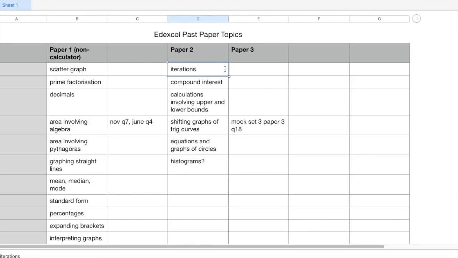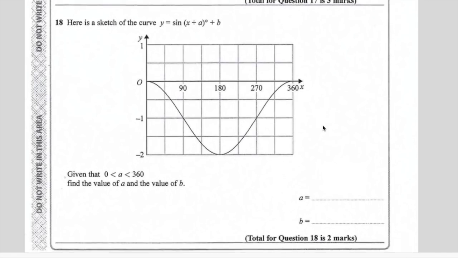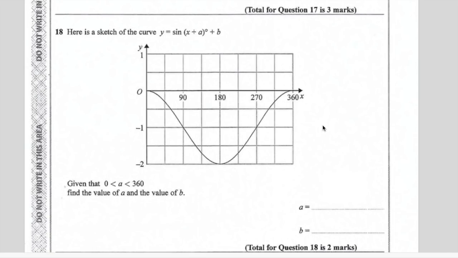So the first one was iterations. I couldn't find an iterations question in the non-calculator papers. I couldn't find a compound interest question in the non-calculator papers. There was also a question about calculations involving upper and lower bounds, which I didn't really see an example of in the non-calculator papers. There was a question about shifting the graph of a trigonometric curve, actually the sine wave. So this is the question I'm talking about. I didn't see an example of this in the non-calculator papers.